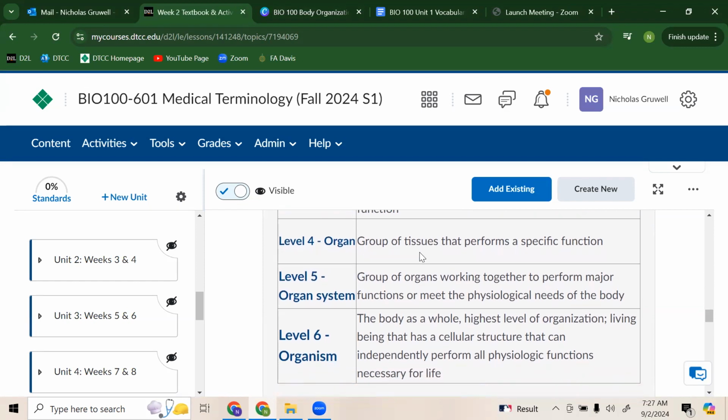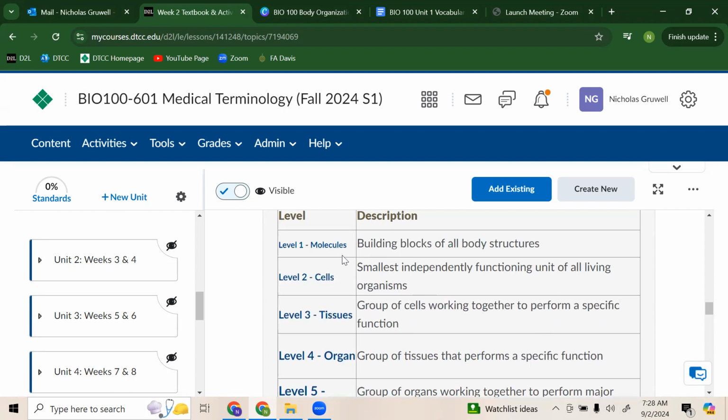Moving on up are groups of organs that work together to perform major functions and meet our physiological needs of the body. So an example of this would be our digestive system. It's not just one organ that makes up our digestive system. There's multiple organs, but they're all working towards the common goal of uptaking nutrients and energy and getting rid of waste. And then finally, it's our whole body, the entire organism. If we put all of our organ systems together, then we can function as a human.